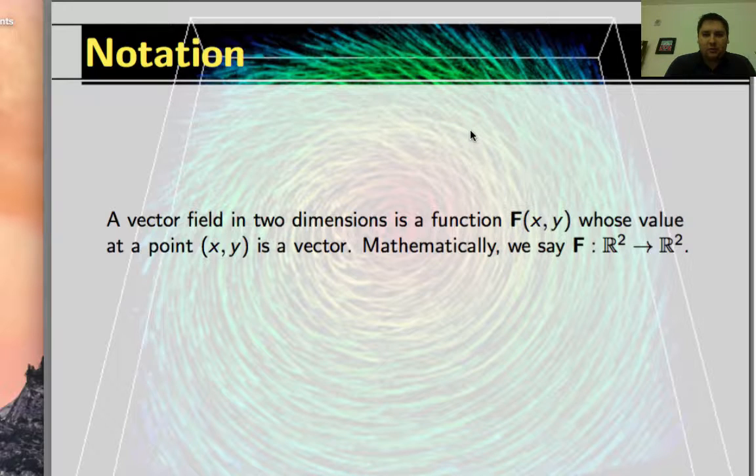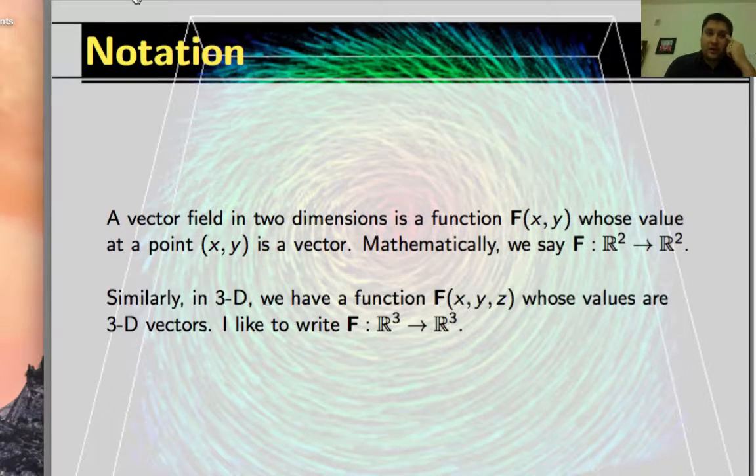So again, what we're doing here is that our vector field, which I'm denoting by capital F here, takes in two variables, x and y, or if you want to think of it as x, y, the xy vector. It spits out another vector. So vector in, vector out. And in this case, since we've only got two variables, mathematically we would say that F is a map from R2 to R2. And similarly, we could do this in 3 dimensions and map from R3 to R3.